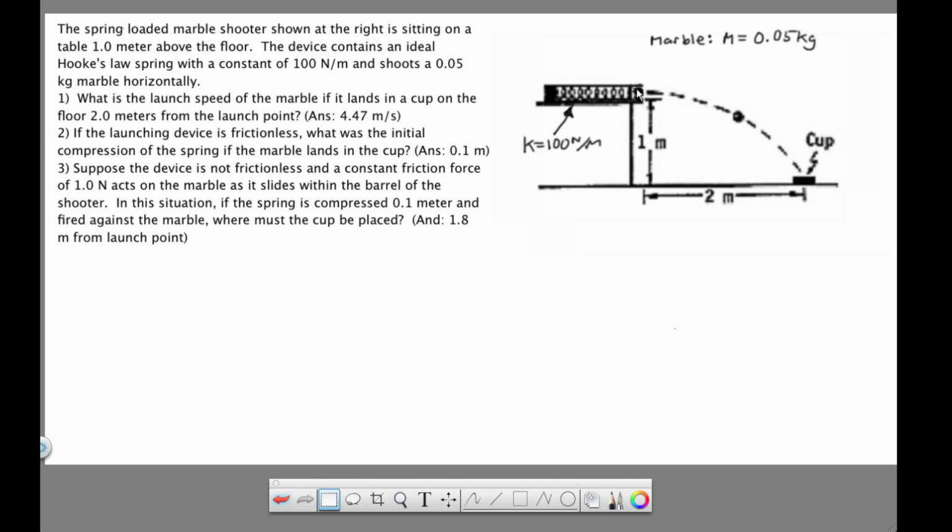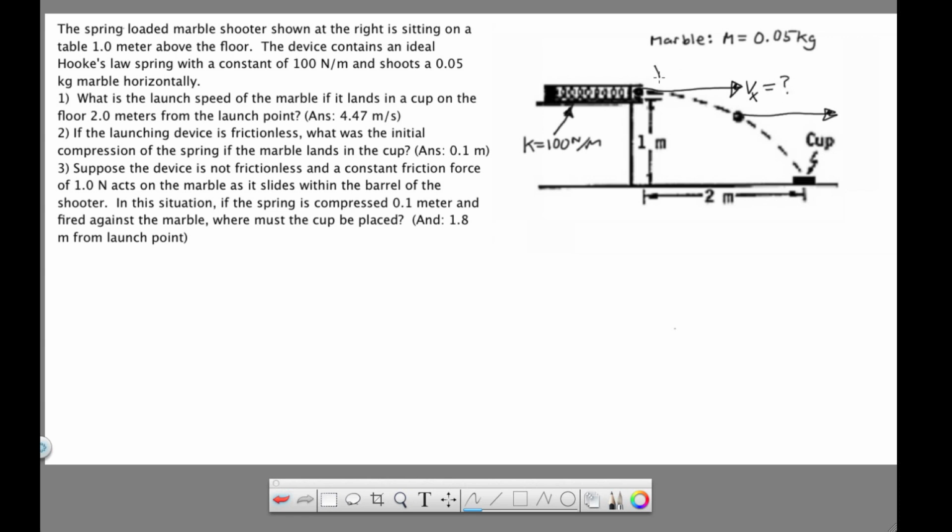So when the marble leaves the edge of the table after being launched by the spring, it has an x velocity. So we'll show that right here. This velocity here is Vx. And the thing we know about the x velocity is it remains constant the entire flight through the air, assuming no air resistance, which we definitely can assume. So we are looking for this initial x velocity.